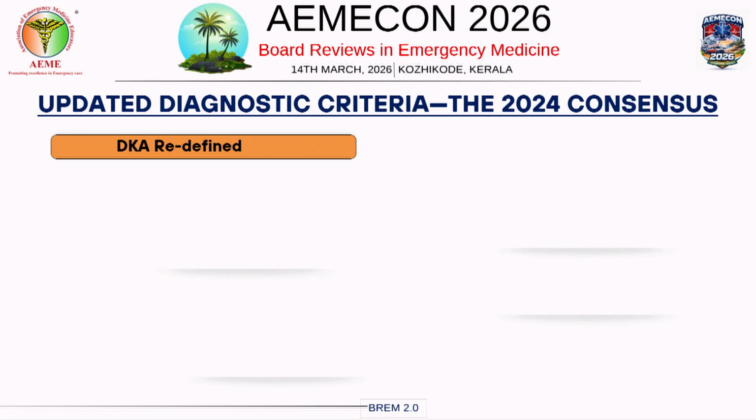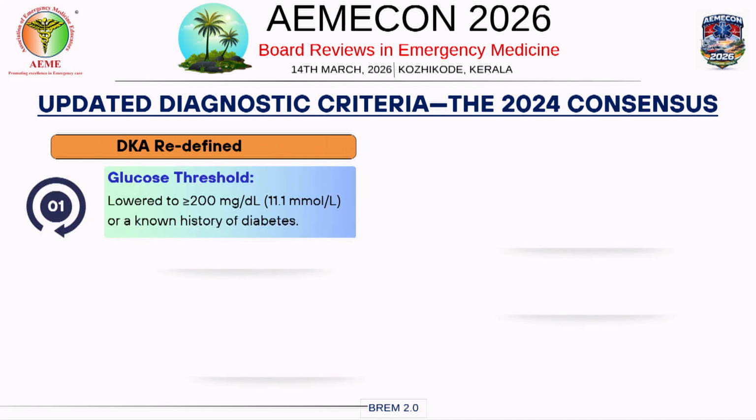How will you diagnose that the patient is in DKA? I have given it as DKA redefined because there have been some changes from the past criteria that were followed. The first one, the glucose threshold, has been lowered to more than or equal to 200 milligram per deciliter, or even a history of diabetes is enough. Not always are the sugar levels important. Of course, if it is more than 200, that is a diagnostic criterion. But even if the patient has a history of diabetes, that becomes important here.